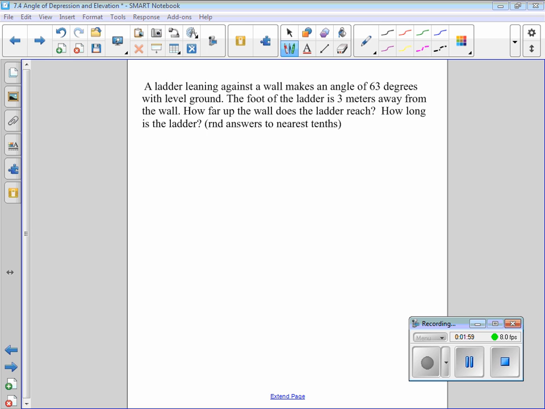So the clue is, anytime in a word problem where they haven't drawn a picture for you, you would want to draw a picture. It says a ladder leaning against a wall makes an angle of 63 degrees with level ground. There's my wall, there's my ladder, and there's my level ground. So now it told me that the ladder and level ground create a 63-degree angle.